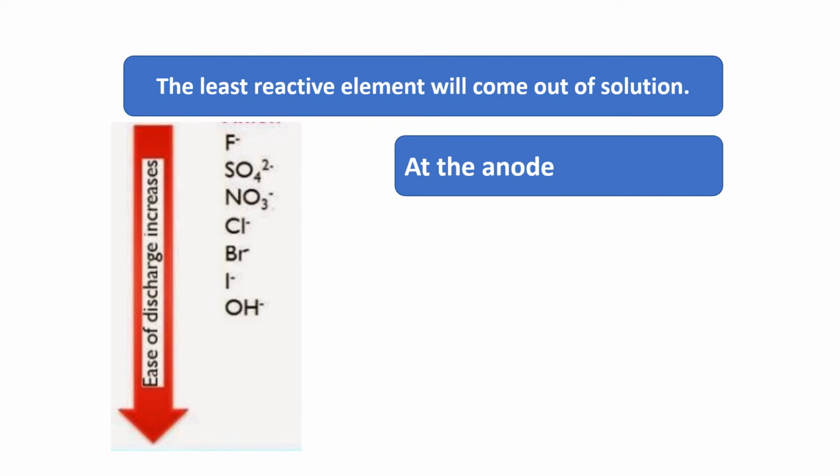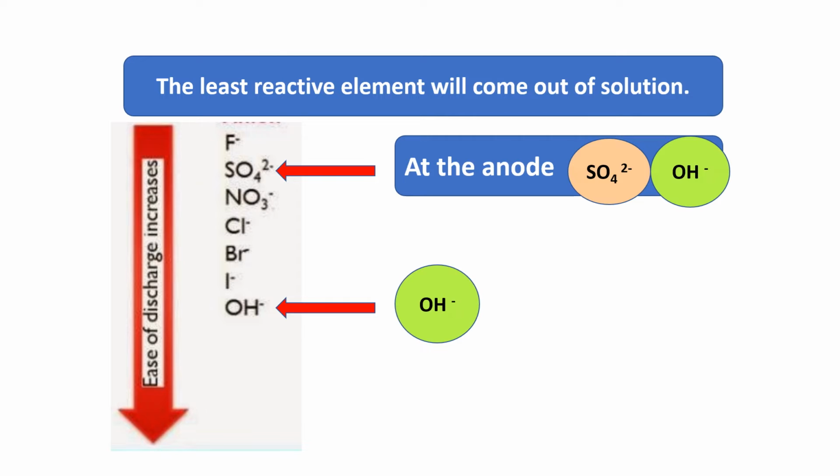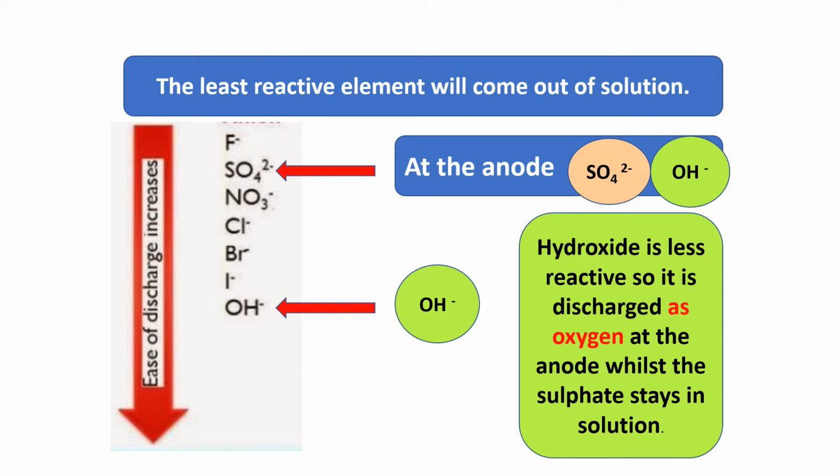So let's have a look at it in a slightly different way. Now notice that arrow is the ease of discharge going down. So the easiest thing to discharge is at the bottom. That's the least reactive. So at the anode, I had the sulfate and the hydroxide. If I look at those 2 there, I can see my hydroxide is less reactive. It's easier to discharge. And so it's discharged as oxygen. We will come back to that in one moment. So I'm going to get oxygen at the anode here, and the sulfate will stay in the solution.